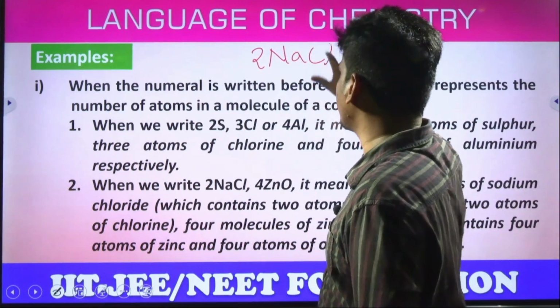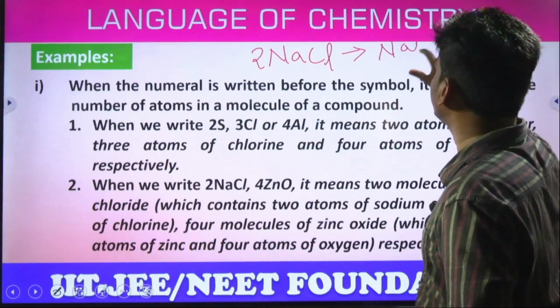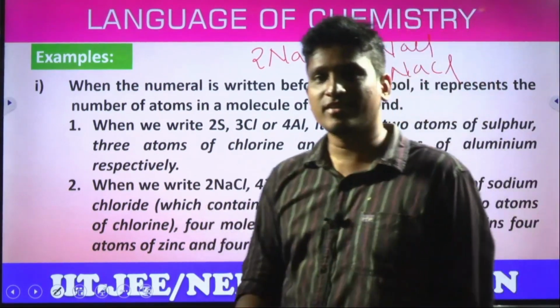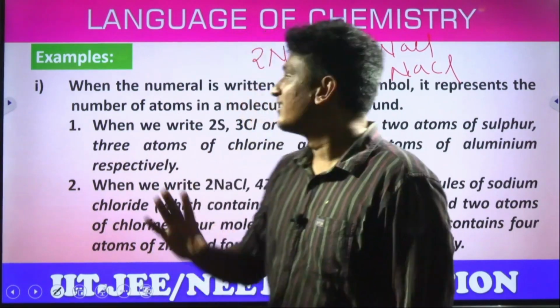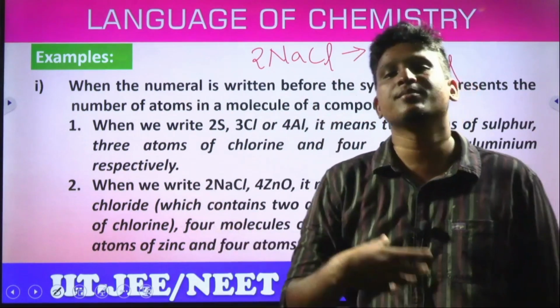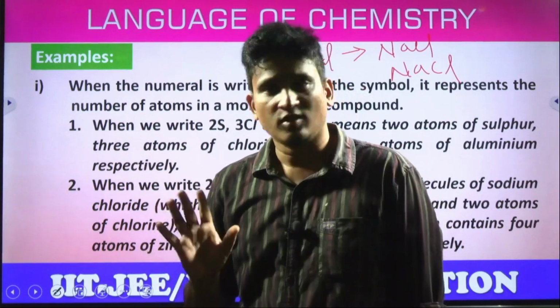First of all, students, 2NaCl means NaCl and NaCl. That's it. 2 sodium chloride molecules. Yes or no? 10NaCl means 10 NaCl molecules. Got the clarity? The coefficient number in front of the molecule indicates number of molecules. In front of an atom it becomes the number of atoms. That's it. Got the clarity?